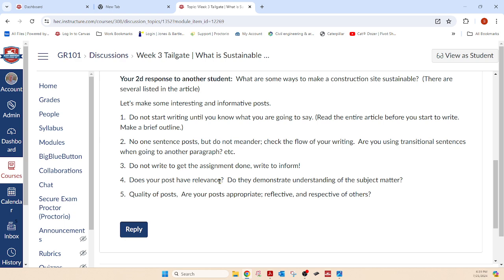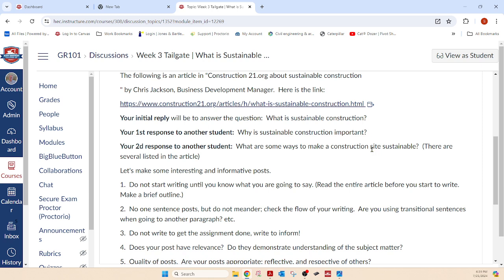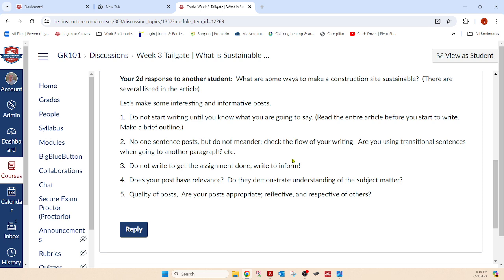The best way to do that is to cite the document. I try to cite everything in clear form if I can. Chris Jackson is the business development manager with construction21.org, which is a pretty good site. So let the world know that you're not cheating. Do the best you can and get creative: relevance, sentence structure.